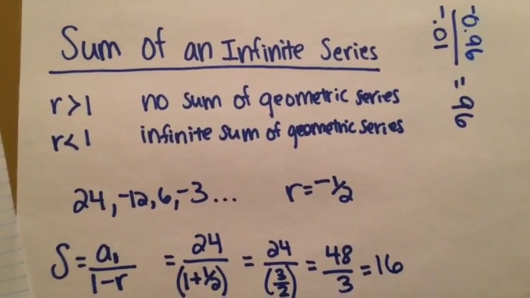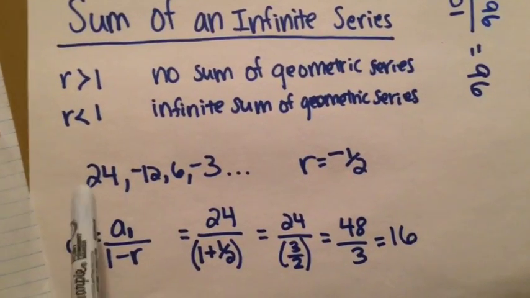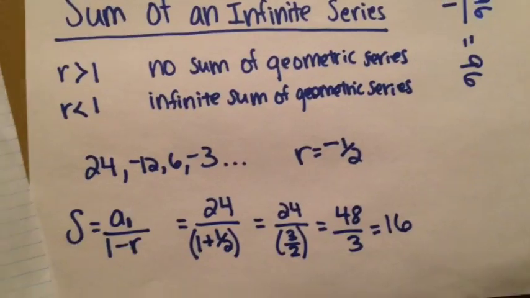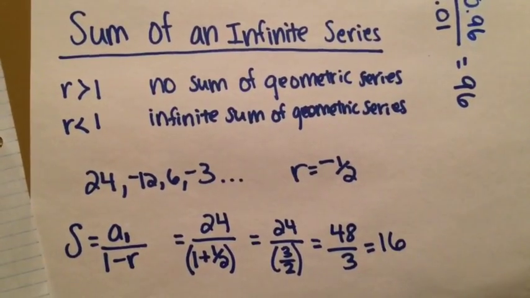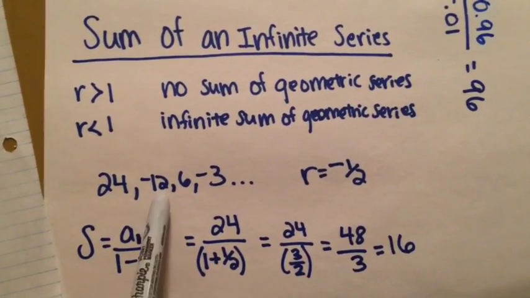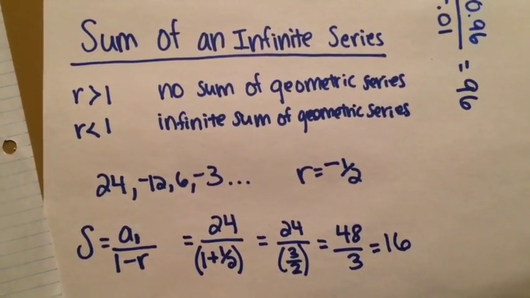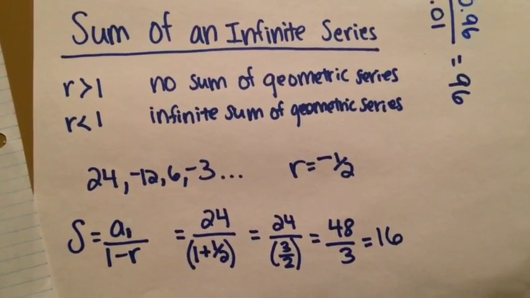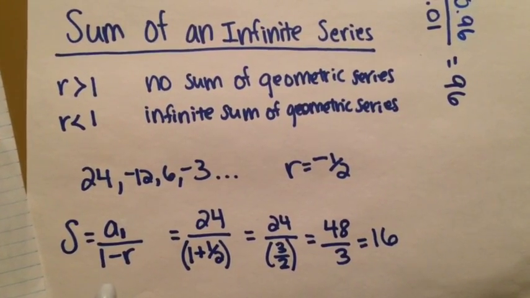So in order to find the sum of an infinite series, if the ratio is greater than 1, then there is no sum of a geometric series, but if the ratio is less than 1, then there is an infinite sum of the geometric series. For example, if you have the pattern of 24, negative 12, 6, negative 3, the ratio would equal negative 1/2. And to find this sum, the equation is the sum equals a1 over 1 minus r.